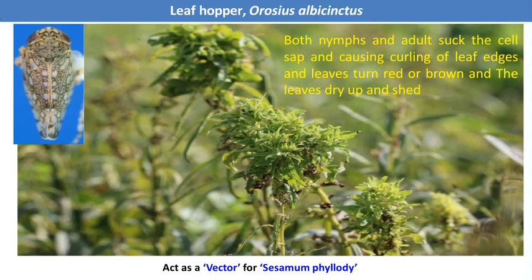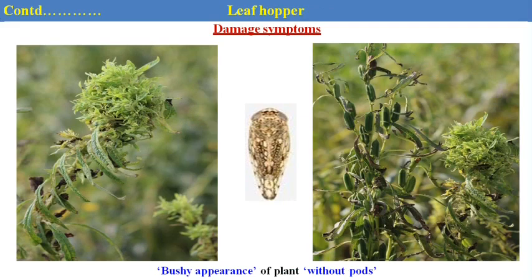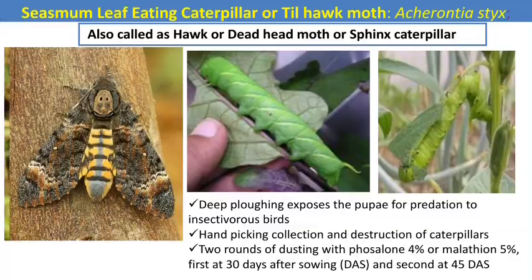Next is the leaf hopper. It is a sucking pest, and both nymphs and adults suck the cell sap, causing curling of the leaf edges, and leaves turn red to brown, dry up and shed. That is nothing but the hopper burn symptom, and besides feeding it also acts as a vector for sesamum phyllody disease. In case of severe infestation, due to the continuous sucking of cell sap by the leaf hoppers, the plant takes on a completely bushy appearance and is without pods.